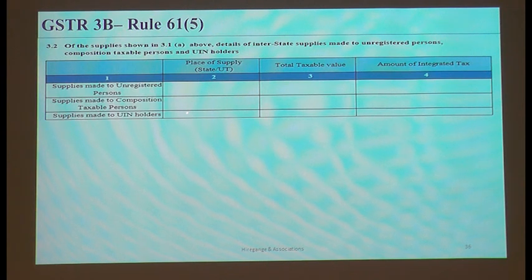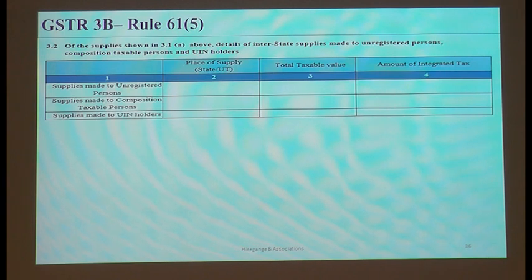So even there I need to give a breakup. Supplies made to unregistered, same thing. In their place of supply I need to give supplies made to unregistered dealer. Place of supply may be more than one, right? Because I may supply to a person who is located in Tamil Nadu, who is located in Andhra Pradesh, or who is located in Delhi, who is not registered. So I need to give 3 states here under unregistered itself.